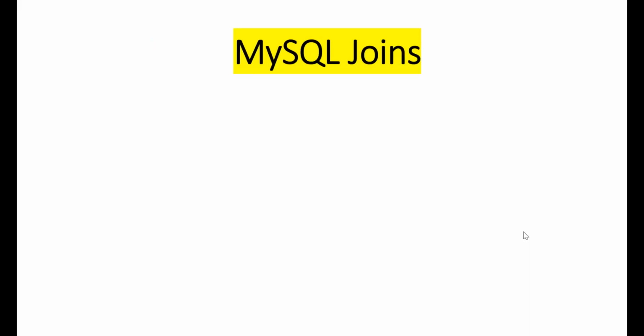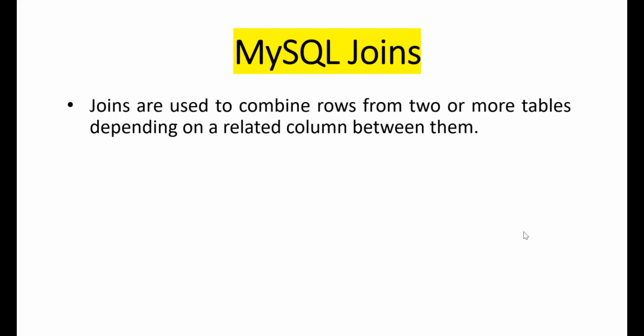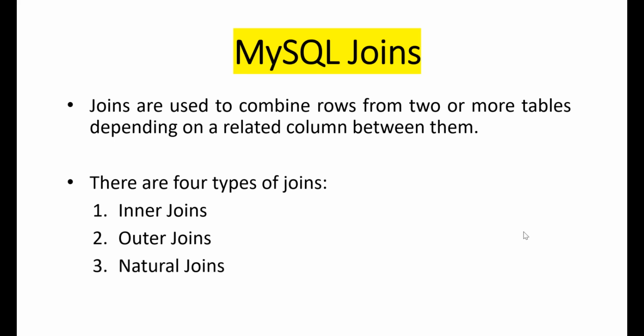So in this tutorial, we are going to talk about MySQL joins. Joins are used to combine rows from 2 or more tables depending on the related column between them. There are 4 types of joins. We have inner joins, outer joins, natural joins, and cross joins.